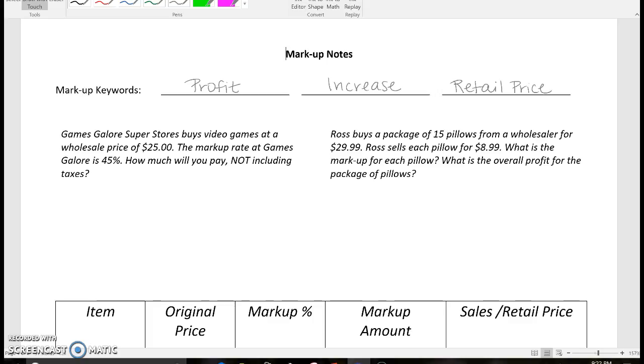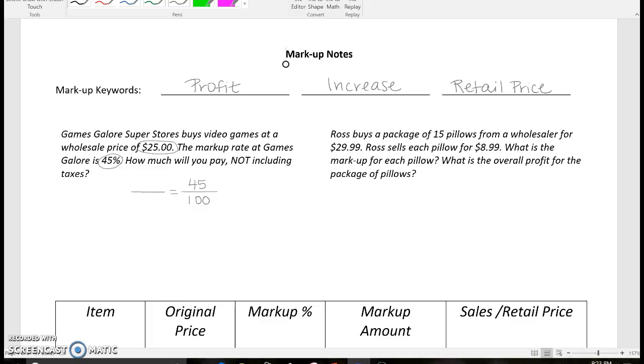The first one says, Games Galore Superstores buys video games at a wholesale price of $25. The markup rate is 45%. How much will you pay not including tax? Okay, so we know we're working with percent. We have lots of different proportions we've been doing, but for each and every one of them, I always put a percent over 100 on the right. So my percent in this case is 45% over 100. My percents are on the right side, and that means my dollars are going to be on the left. It's saying the markup is 45%, so my markup of 45% goes here.